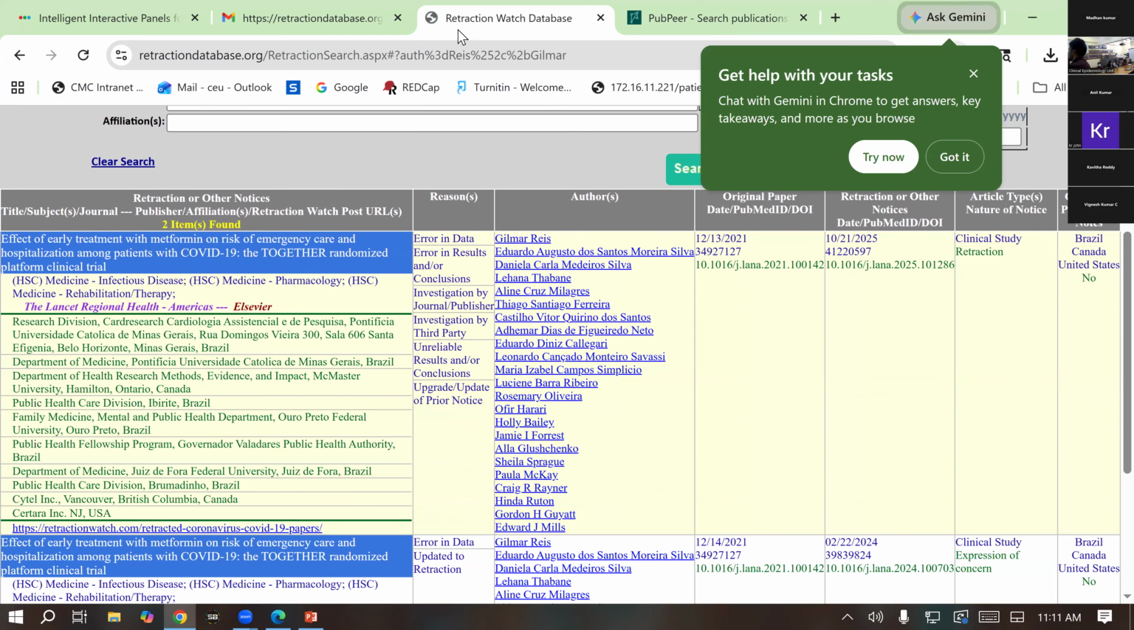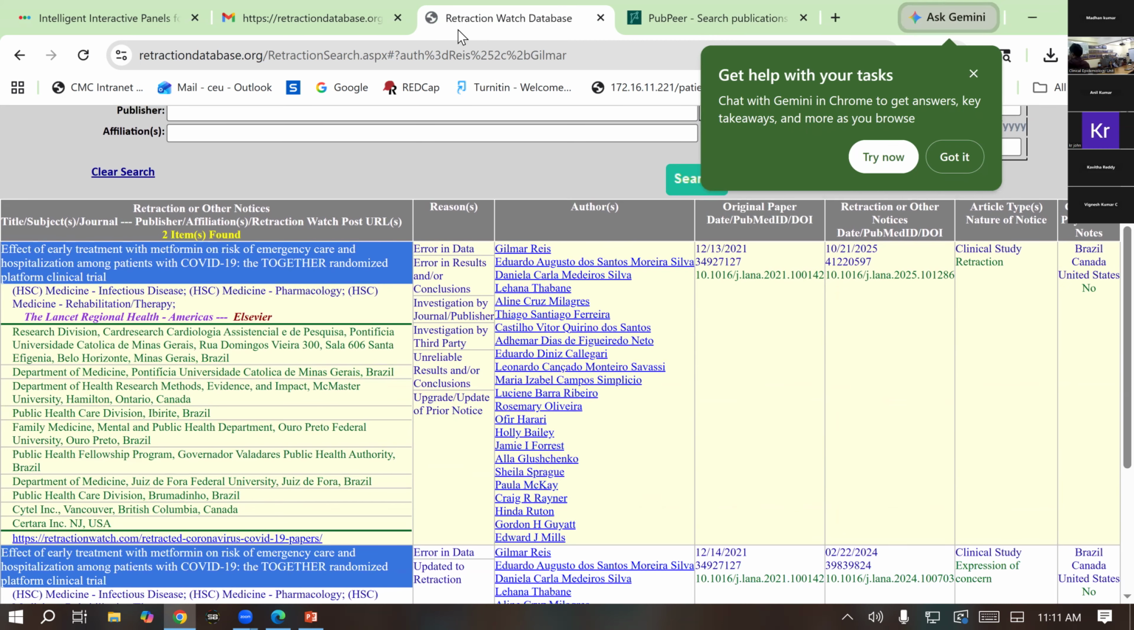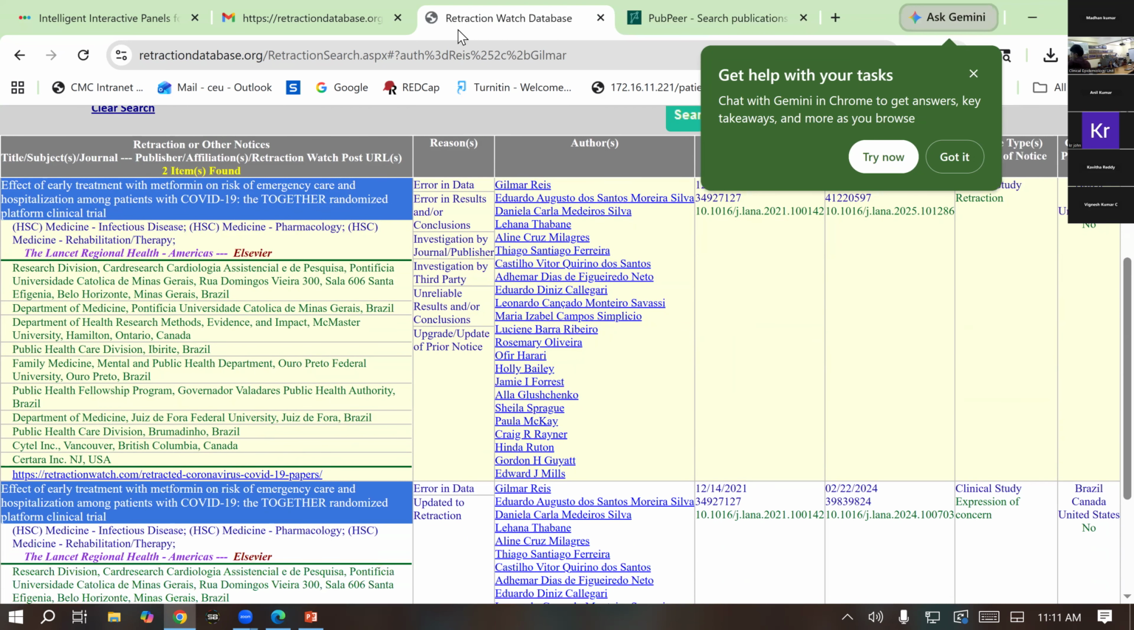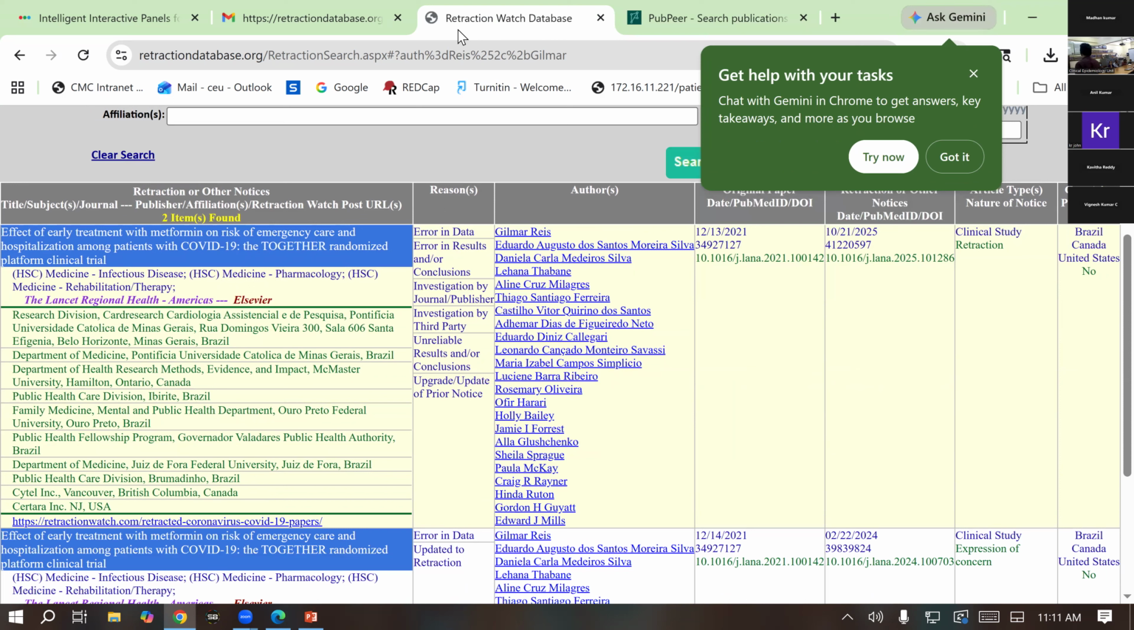So when we enter this author's name, here we come across that this study was retracted. The same study that we are appraising, which is the effect of metformin on risk of emergency care and hospitalization among patients with COVID-19. The website also lists the reasons for retraction, which include errors in data, investigation by third party, and unreliable results. Here we are seeing the other authors included in the study. And using this website, we can look at any article to assess its retraction status.